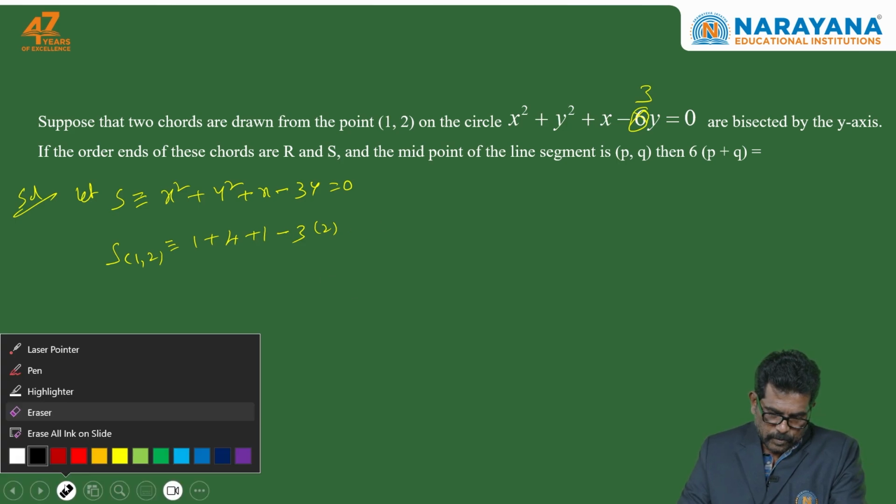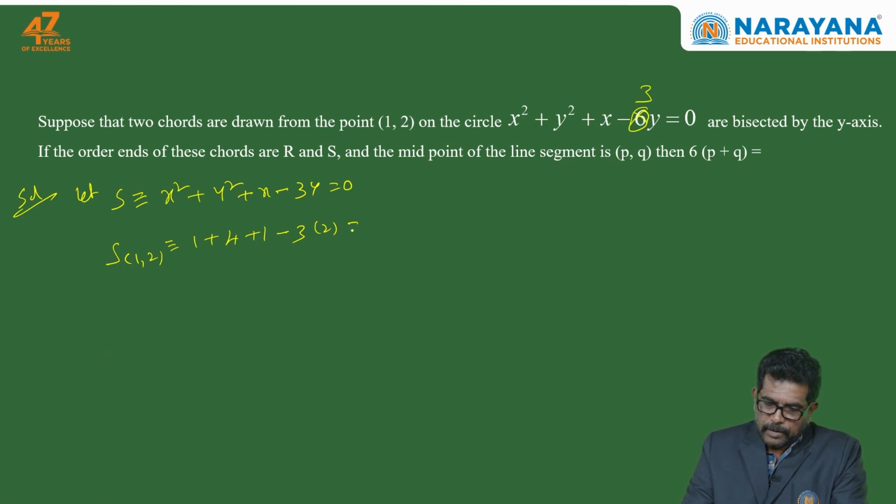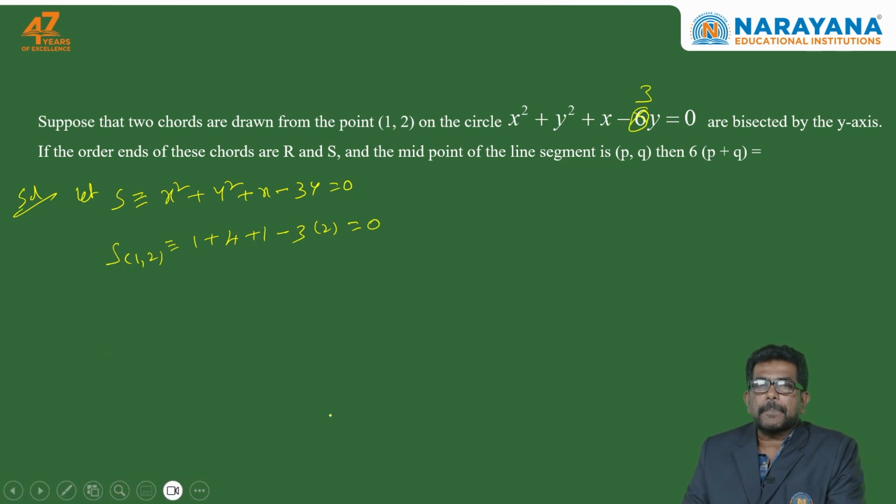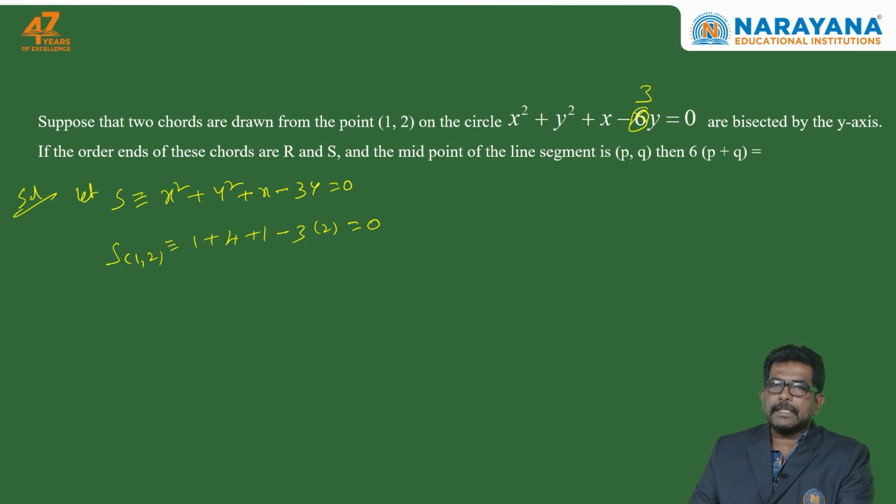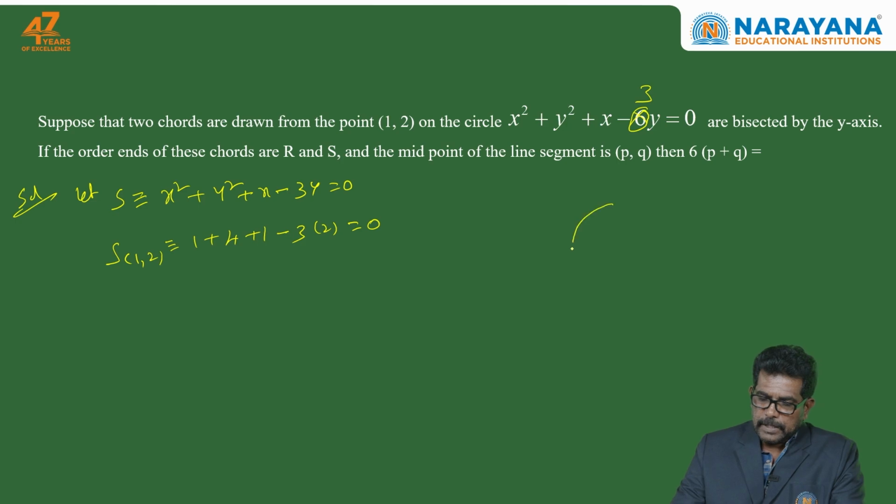Then this becomes 0. So S11 is equal to 0. That means the point lies on the circle. If the circle equation is x square plus y square plus x minus 3y is equal to 0, then the given point (1, 2) lies on the circle. Now, from that point, the chords are drawn, which are bisected by the y-axis. That is the total scenario.